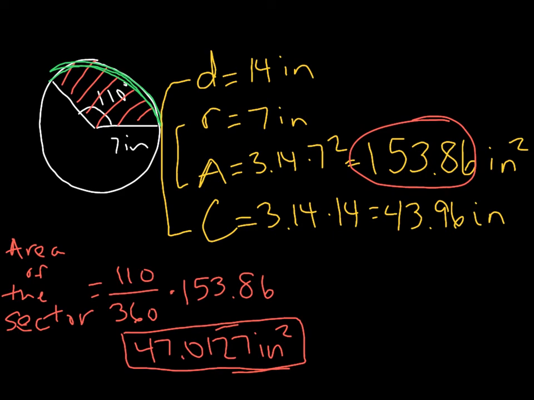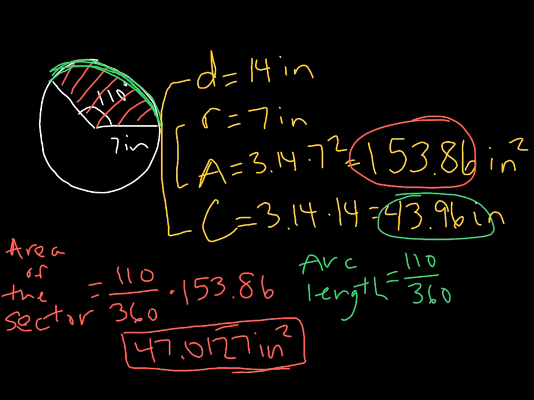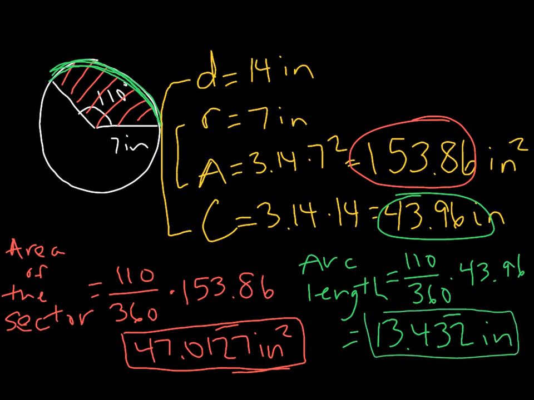Now the arc length is different. It's talking, remember, about the distance of my circle from that enclosed space between the 110 degrees. So the arc length is going to be part of the circumference. So I'm going to take that same fraction, 110 out of 360, and this time I'm going to multiply it by the circumference of my circle. So times 43.96. And I get 13.432 repeating inches. And that's how you find arc length.